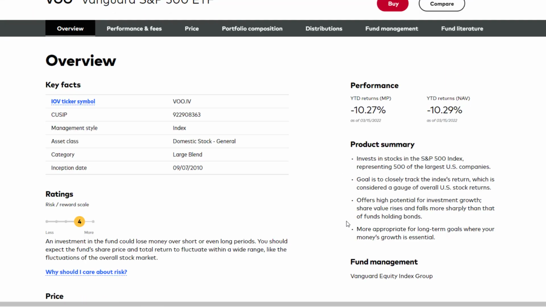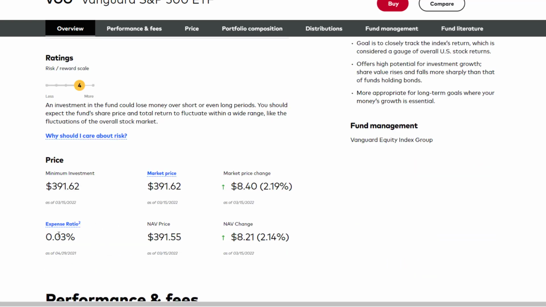And the highlights for this fund, as we looked at Schwab's highlights: it invests in the stocks in the S&P 500 index, representing 500 of the largest U.S. companies. The goal is to closely track the index's return, which is considered a gauge of the overall U.S. stock market return, and it offers high potential for investment growth. Share value rises and falls more sharply than that of holding bonds. More appropriate for a long-term investor. VOO is more appropriate for someone who's going to buy and hold for a very long time. And its expense ratio is 0.03%, so a little bit cheaper than SCHG.